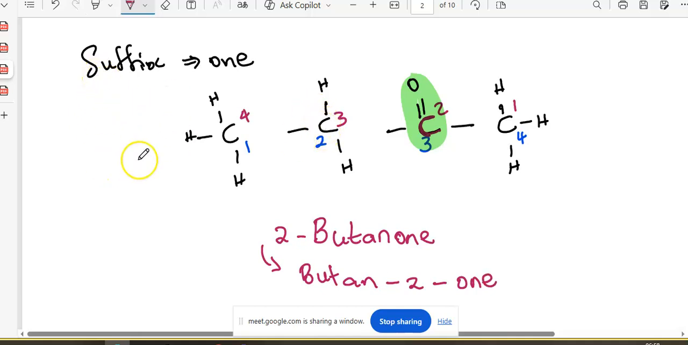So now, in an exam they'll ask you to give the condensed formula. So let's do the condensed. Okay, let's do it like this.